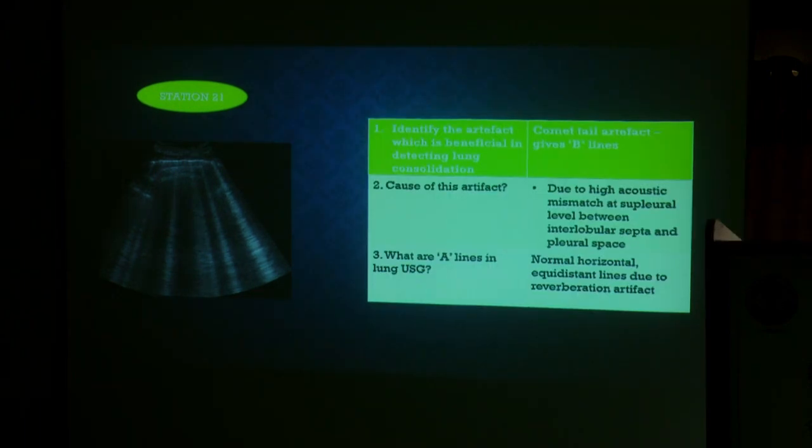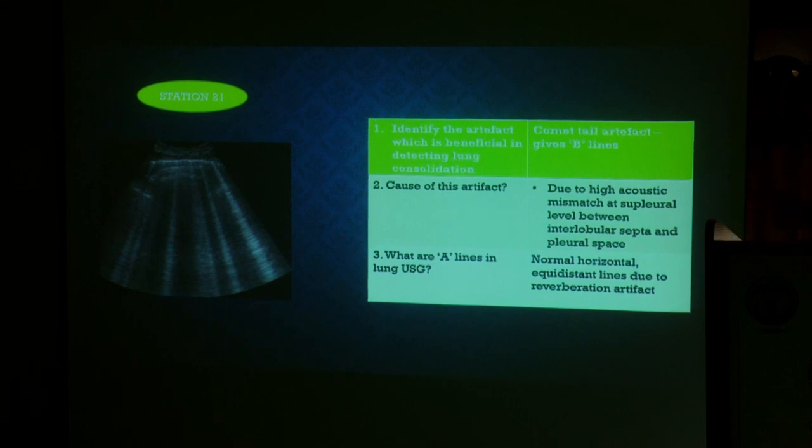So there are two types of lines in lung ultrasound: A lines and B lines. We have to know A lines are normal lines, B lines are abnormal lines. These are B lines, abnormal lines. They are seen in ARDS, pulmonary edema and consolidation. Whenever there is fluid interacting with the pleural surface, B lines happen, as seen in ARDS, hyaline membrane disease, pulmonary edema and consolidation. What is the cause of this artifact? They are due to high acoustic mismatch at the subpleural level between interlobular septa and pleural surface. In simpler terms, it is seen in pulmonary edema, ARDS and consolidation. That is the basic definition here.